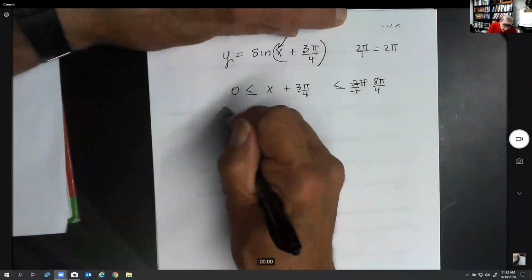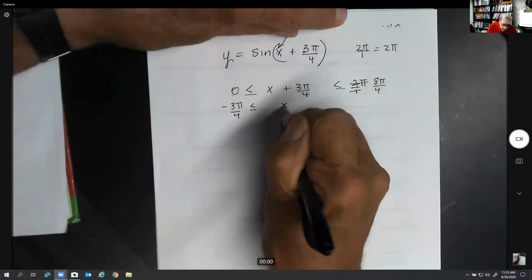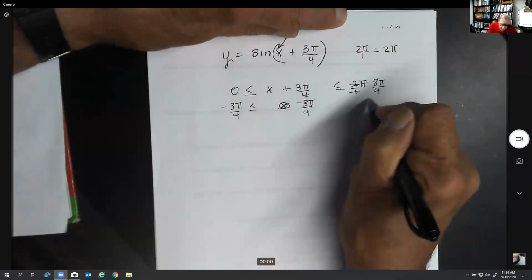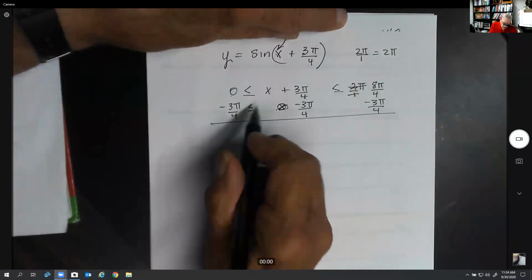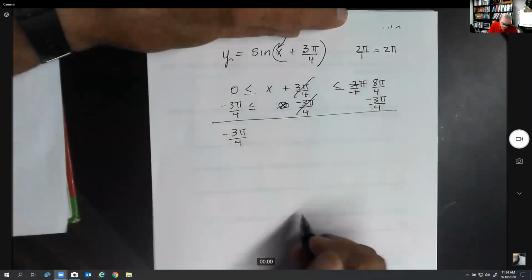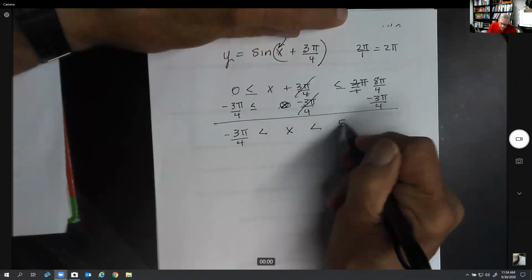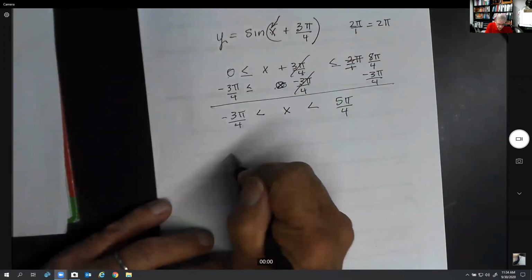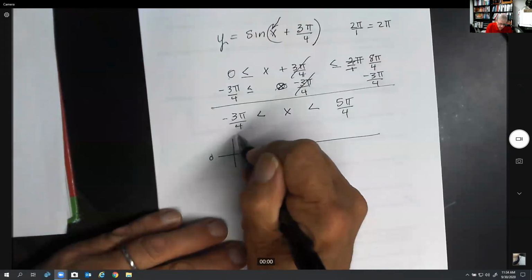Now I'm going to subtract 3 pi over 4. I'm not going to write the x down yet. And I'm going to subtract it here. What I'm doing is actually showing you the work. So this will be negative 3 pi over 4. These will become a 0. And this will become 5 pi over 4. So that's the range of my graph. The center line is still going to be 0, and we're going to go up 1 unit.